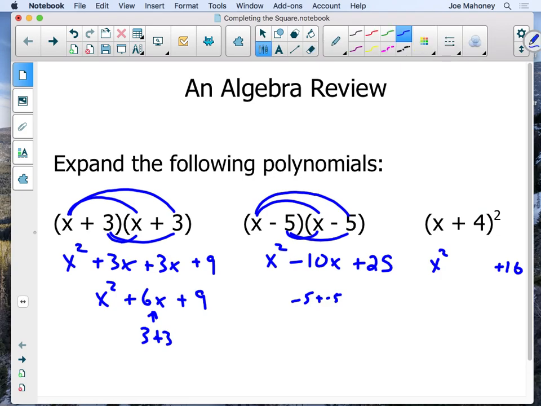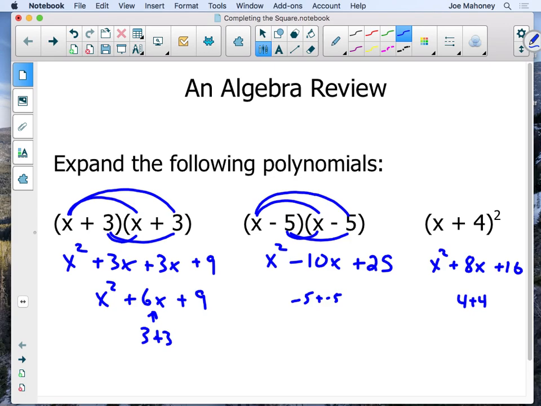But I know that I'm going to multiply 2 of these x's together and 2 of the 4's together. I'm going to get 2 x times 4's. So I'm going to get a 4x and another 4x. That gives me an 8x. And again, notice that 8 is the 4 plus 4 because there's 2 of them together.